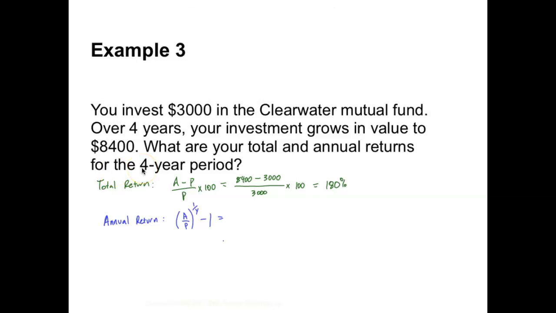So annual return, remember what it tells us is the APR at which we would have to invest this money in an account to earn the same amount over the given number of years. So I want to know, what kind of a savings account would I have to invest that $3,000 in to earn the $8,400 over 4 years? So my accumulated balance was $8,400. My principal was $3,000. I'm going to do this to the power of 1 over 4 and then minus 1.